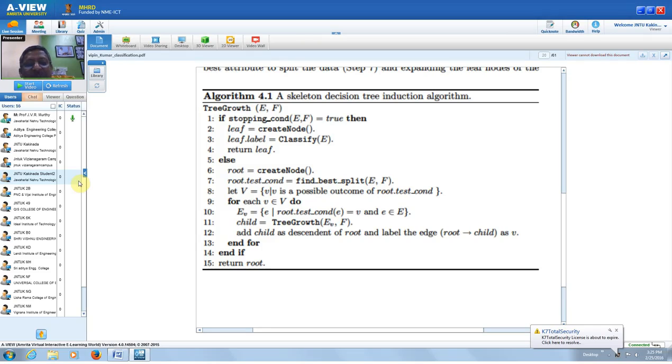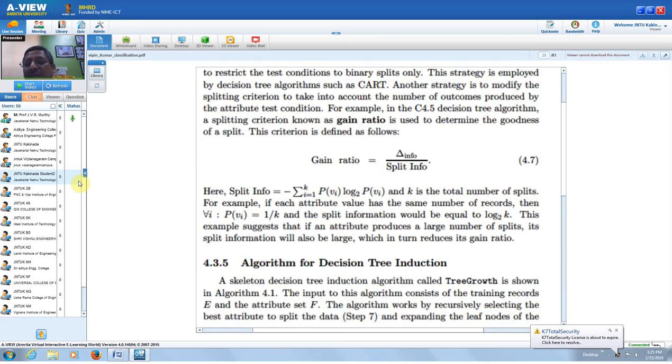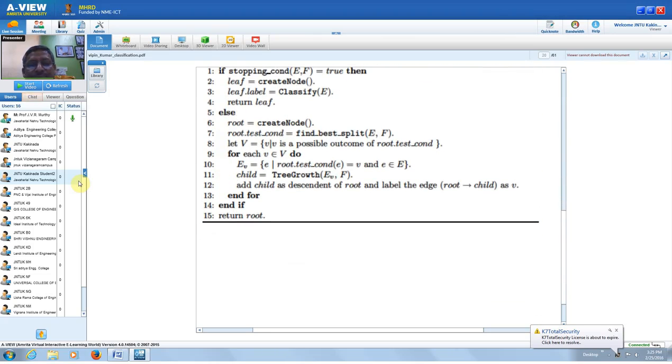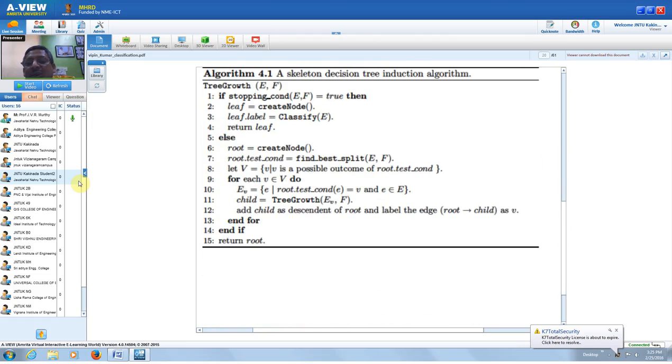I'll explain the steps. Don't worry about it. Just go through the algorithm once. And child is equal to again TreeGrowth(E_v, F). And you add the child as a descendant of root, labelled as v. This is the algorithm that is given.